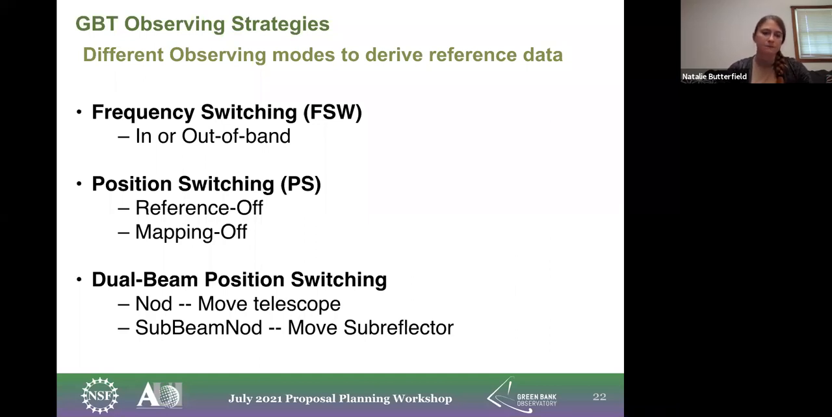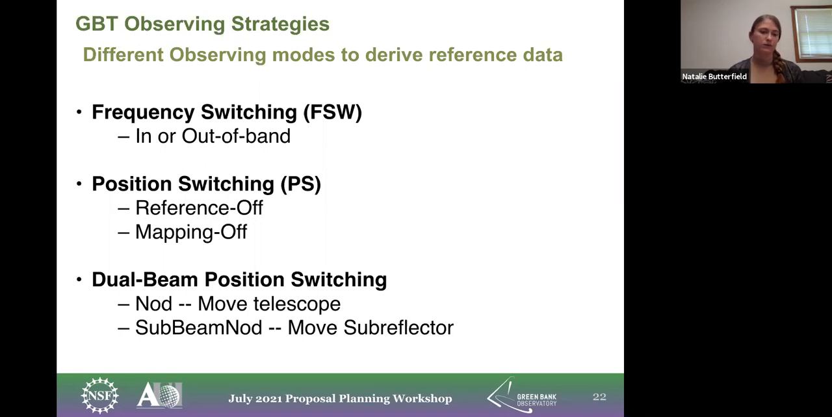So we have different types of observing strategies. We have what's known as frequency switching. You might see this acronym as FS or FSW. Anytime you see that pop up, we're talking about frequency switching. You can have this as in band or out of band, and I'll show you an example of that in the next few slides.